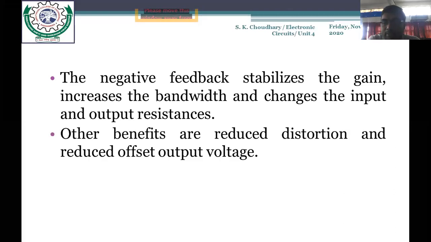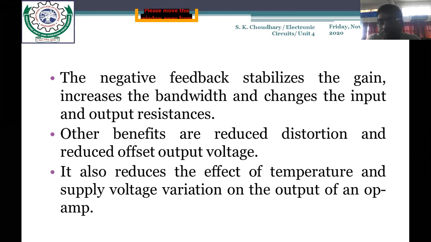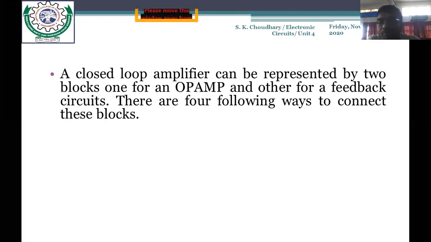If you talk about the other benefits of negative feedback, it would reduce the distortion and reduce the offset output voltage. It also reduces the effect of temperature and supply voltage variation on the output of the op-amp. So you can see that negative feedback has lots of advantages. Only the gain is sacrificed and reduced, but it is stabilized.